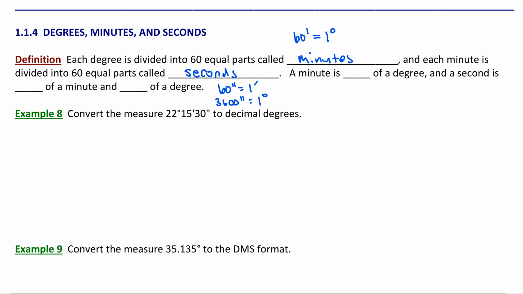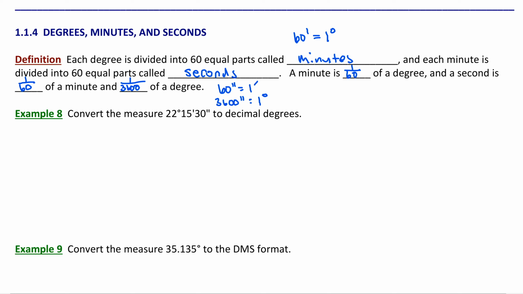So if I take 1 degree and I divide it into 3,600 equal arcs, each one of those arcs would have a measure of 1 second. We could say a minute is 1/60th of a degree, and a second is 1/60th of a minute, and therefore 1/3600th of a degree.